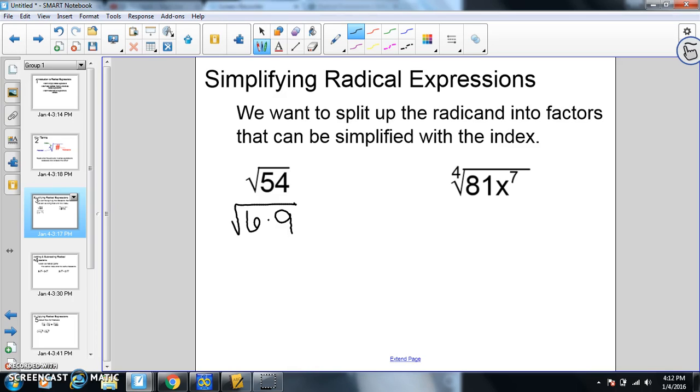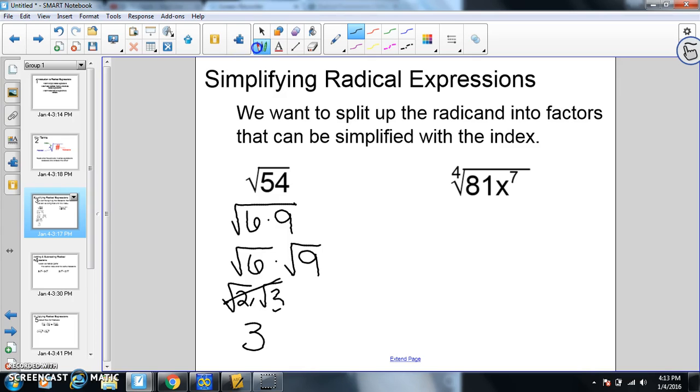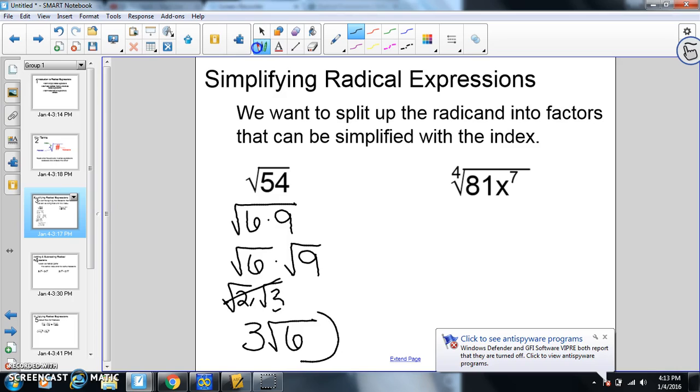Now we don't know what the square root of 6 is, but we do know the square root of 9. So we're going to split that up, the square root of 6 times the square root of 9. If we split up the square root of 6, we get the square root of 2 times the square root of 3, and we can't simplify either of those anymore. So we get 3 times the square root of 6 as my simplified radical. Once again, to check, I'm going to put in my calculator the square root of 54, and I'm going to put in 3 times the square root of 6 to see that I have the same answer.